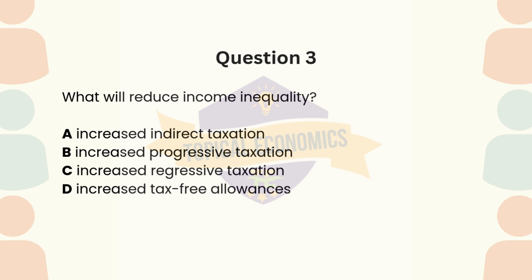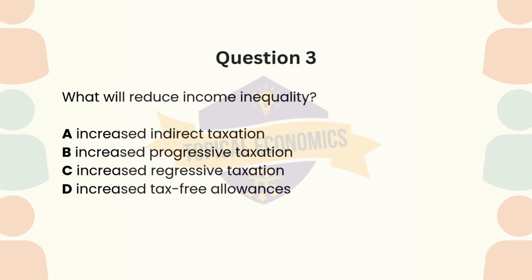Option B, increased progressive taxation. Now increased progressive taxation means higher tax rates for higher income earners, thereby redistributing wealth from rich to poor. So this approach directly reduces income inequality by taking a larger share of income from those who can afford it and potentially funding social programs that benefit lower income individuals. So this option is correct. Yet let us also evaluate option C and D.